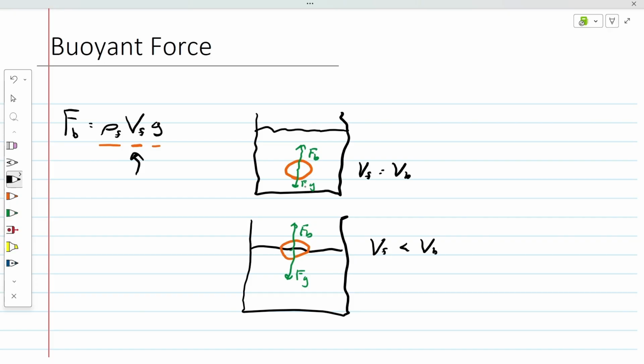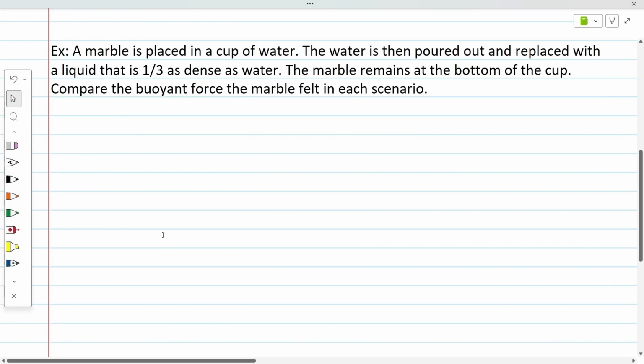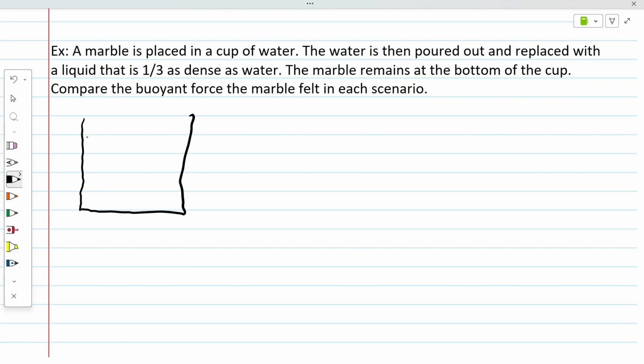Okay, so let's look at an example. A marble is placed in a cup of water. The water is then poured out and replaced with a liquid that is 1/3 as dense as the water. The marble remains at the bottom of the cup. Compare the buoyant forces that the marble felt in each scenario. So let's say we have a cup here, and there's a marble at the bottom.